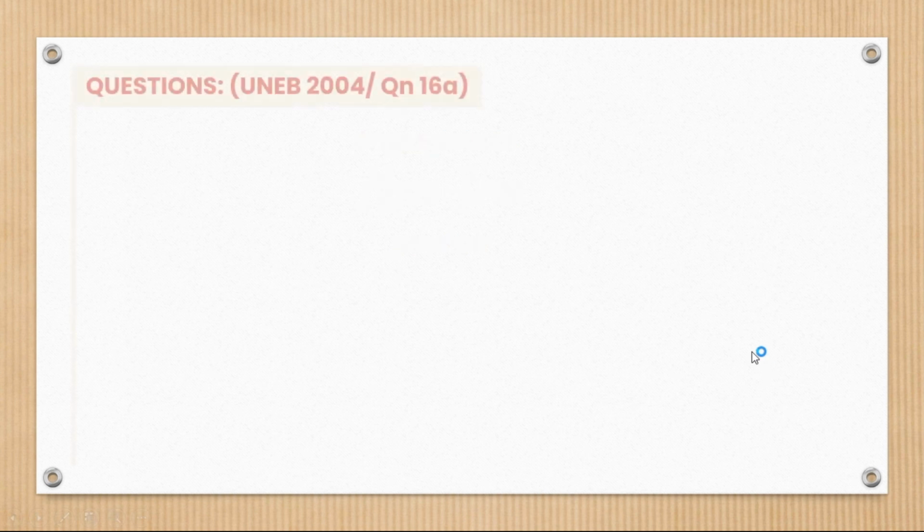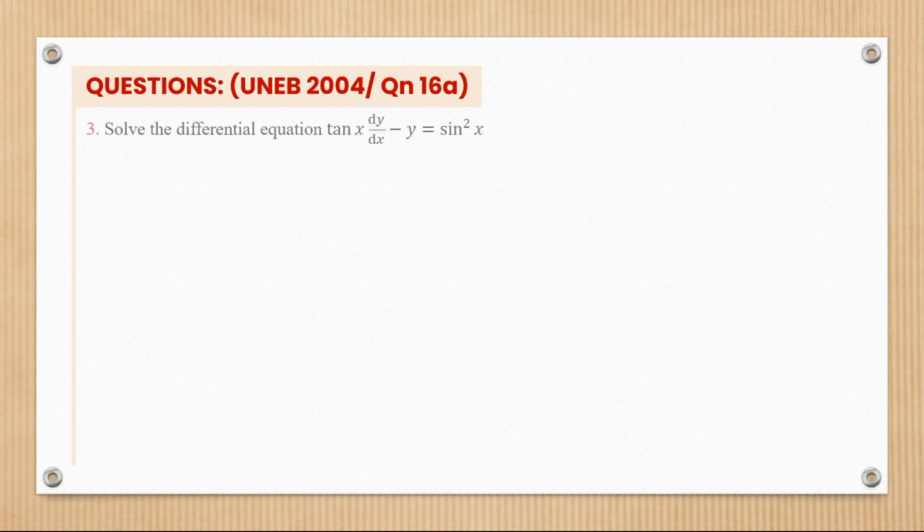Alright, so let's move on to the next question. The next question is from UNEB 2004, and this was question 16a. We're told to solve the differential equation tan x dy/dx minus y is equal to sine squared x.